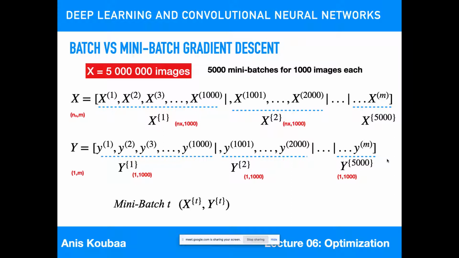So instead of waiting for all 5 million images to finish to make just one pass of gradient descent, we make a pass of gradient descent every 1,000 images, which is much faster. When you process the 5 million images, you have already done 5,000 gradient descent steps. So this means at every iteration you have converged toward the solution that you want.